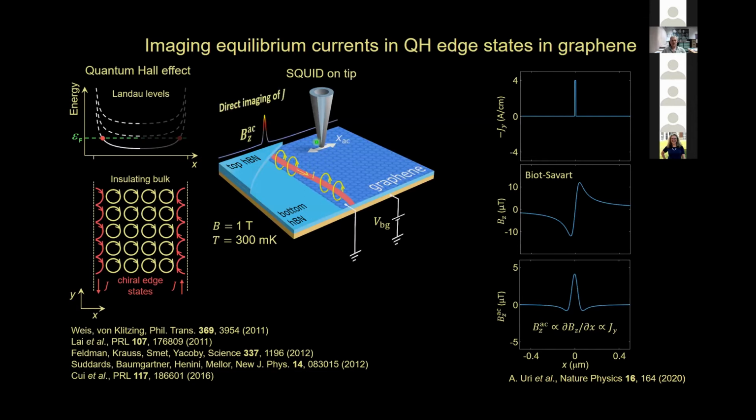So if we measure this BZ AC, this is what we are supposed to see. So this allows us direct imaging of the current. Essentially, by taking the derivative of the Biot-Savart in real time, we image directly the current. That's how you should think about it. And I emphasize that our graphene is grounded and there are no external applied currents. So all the currents that I will be showing you are equilibrium currents flowing in the ground state in the quantum Hall state with no externally applied current.